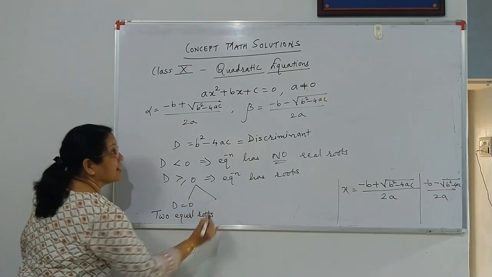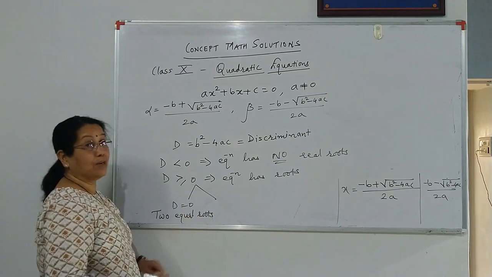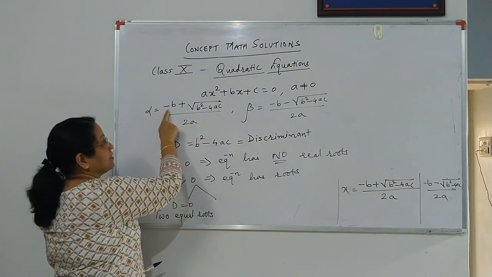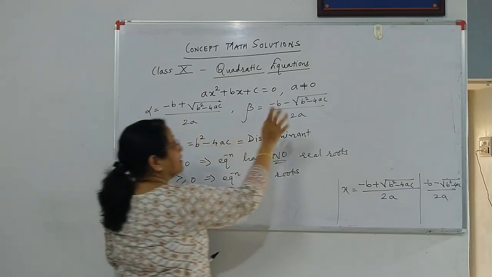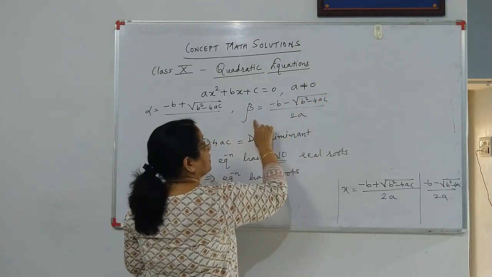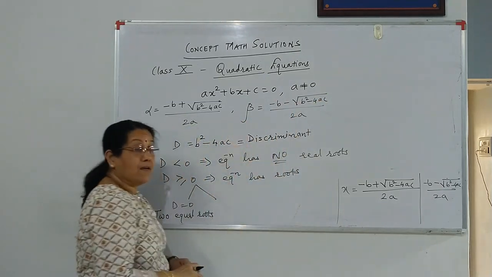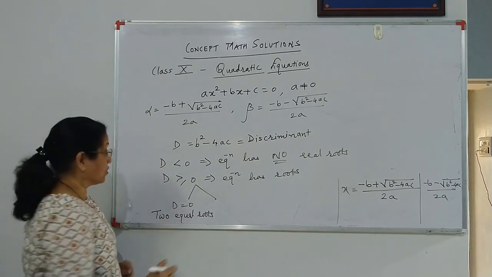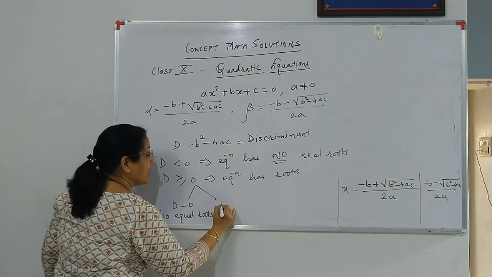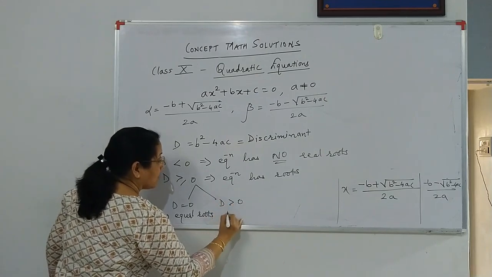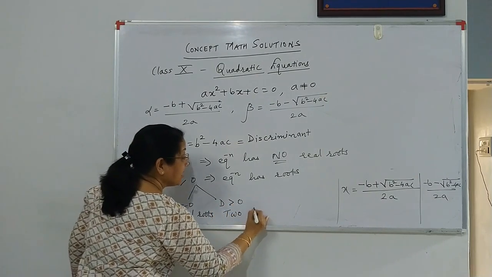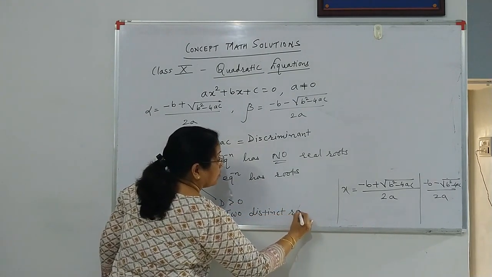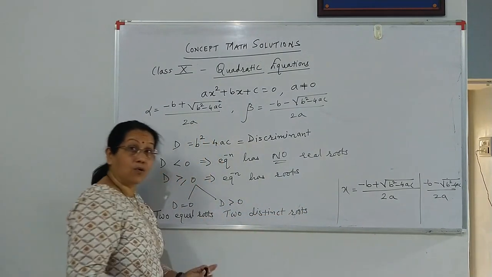Did you understand? So what I am saying, d is equal to 0. That means this is 0, so alpha is minus b by 2a. D is 0, that means this is 0, so beta is also minus b by 2a. That means alpha and beta are equal. So two equal roots. Now if d is greater than 0, it will have two distinct roots. Distinct means different. Two separate roots but real roots.